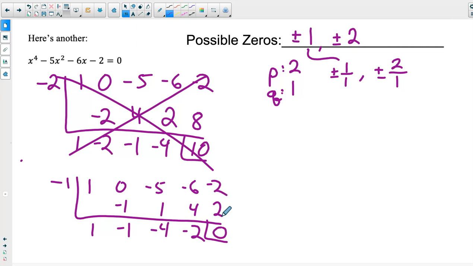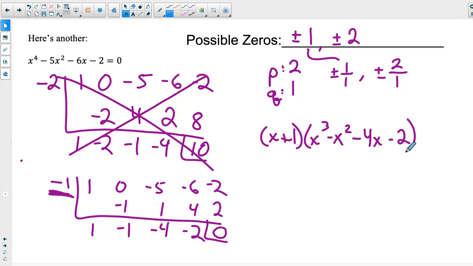So 1 did not work. We're not going to try 1 again. 2 did not work. We're not going to try 2 again. -2 did not work. We're not going to try -2 again. We're going to see, first of all, can I factor this? So I currently have x. Is it plus or minus 1? Plus. I go the opposite of that, so I get x plus 1. And then I look at this, and this is going to be x cubed minus x squared minus 4x minus 2. Can I factor that by grouping? No.